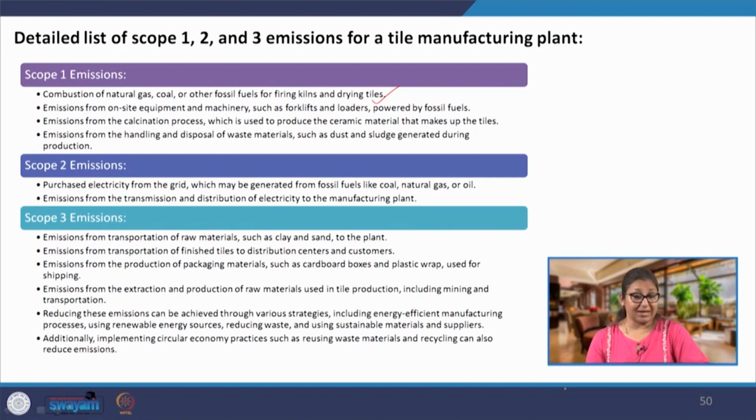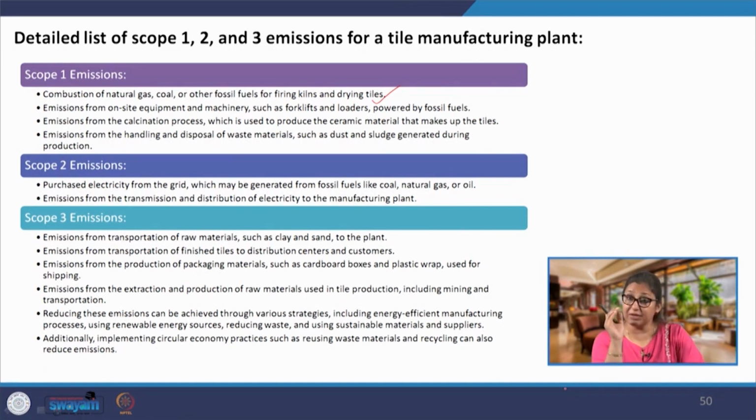Then there is extraction and production of raw material, if it is not happening on the site itself. A lot of times, for example for a tile manufacturing plant, the raw material will be coming from outside, from some distant place. So, transportation of that is already included, and its extraction at that place will also be counted in the scope 3 indirect emissions.